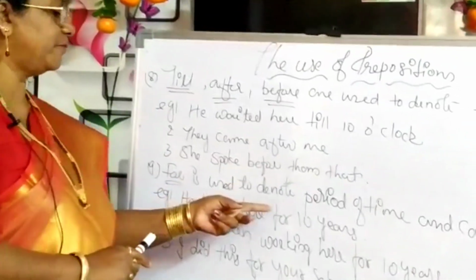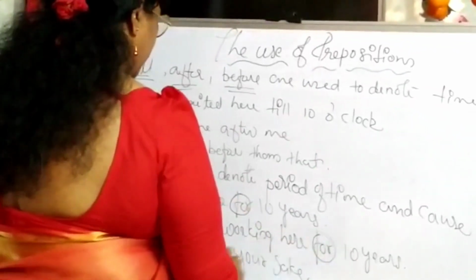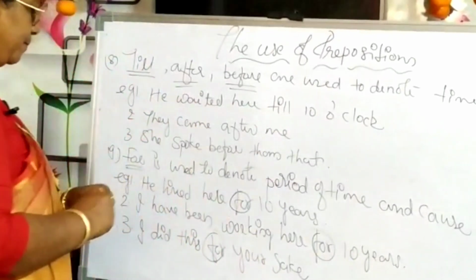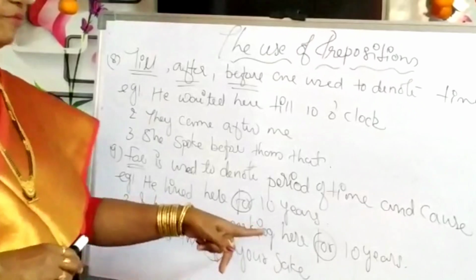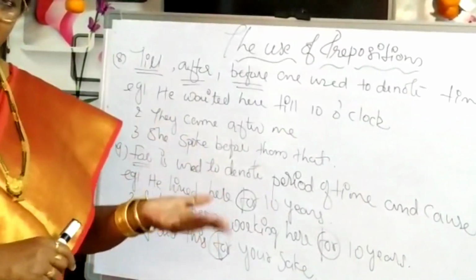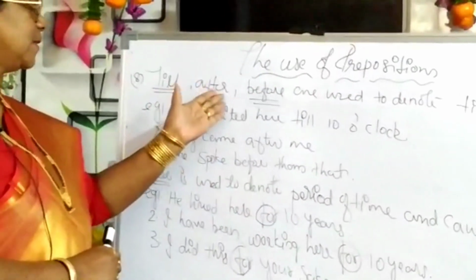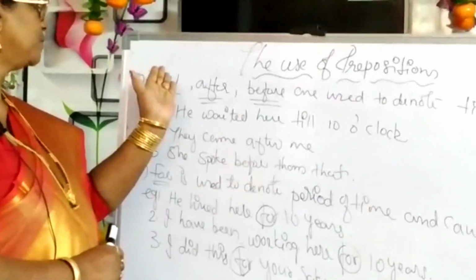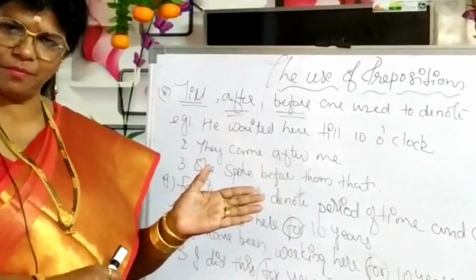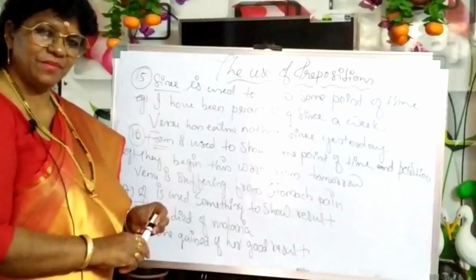He lived here for 10 years. Here, these are all showing time. I have been working here for 10 years. I did this for your sake. So, like this we can use for. These are showing time, for, till, after, before. Are you all following me? Are you all happy with me? Okay, let us go to the next one. Okay, shall we continue?